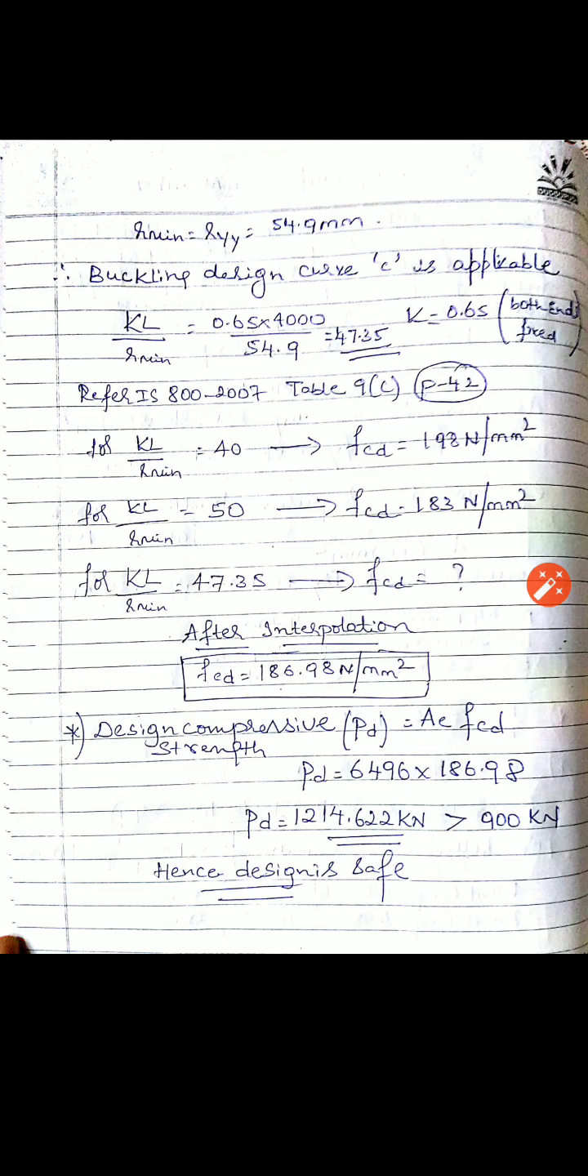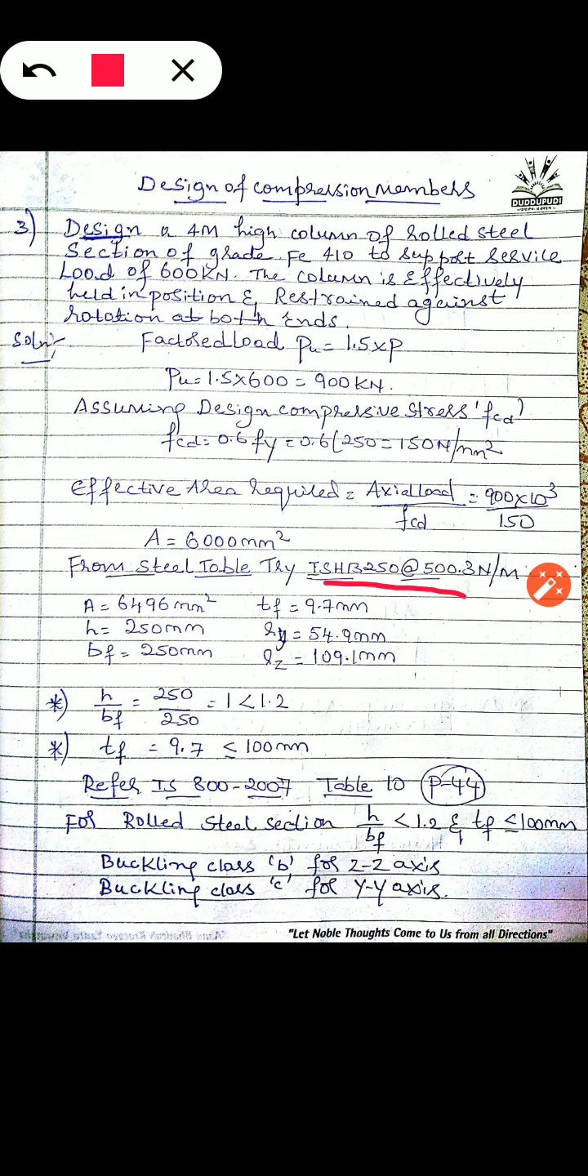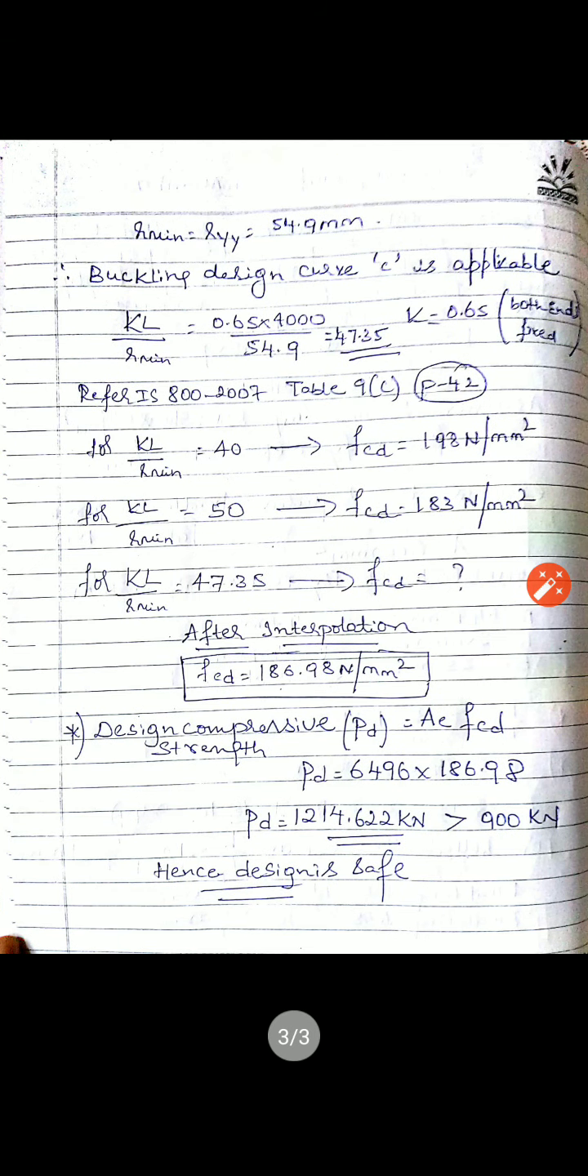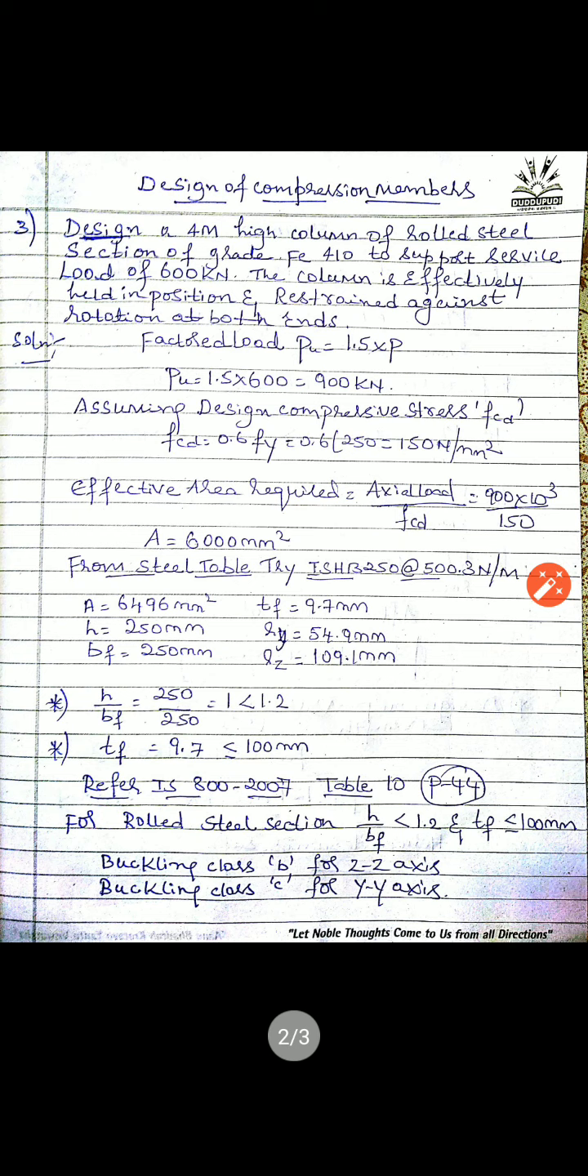Suppose in a problem you got a value less than 900 kN, in that situation we have to redefine the section. We have to take a section greater than ISHB 250, either you can take ISHB 300 or higher than that, so that you get the design compressive strength greater than the given load. So this is one type of check you have to satisfy in the design problem. This is the simple design problem on compression members. Many times in various question papers a design problem on compression members has been asked. So please concentrate.